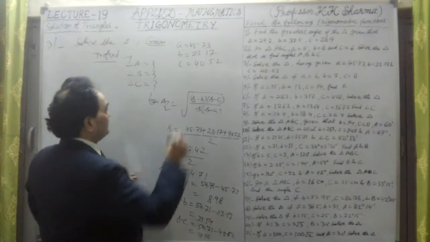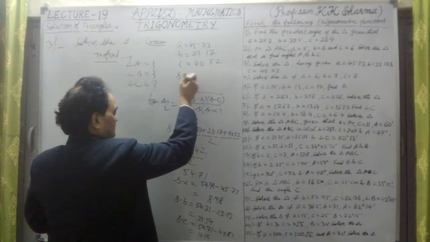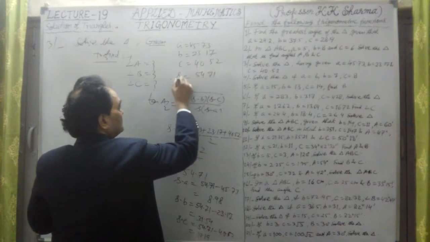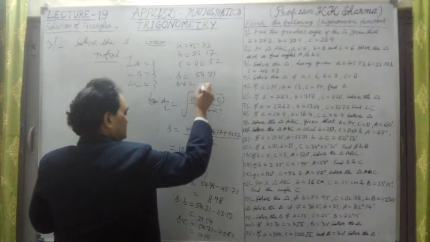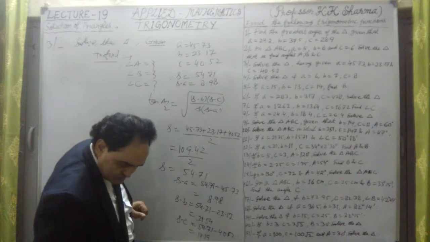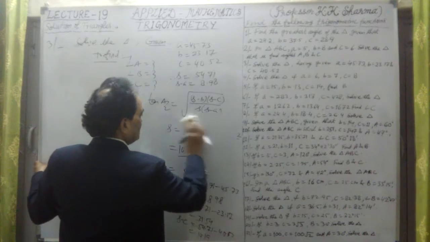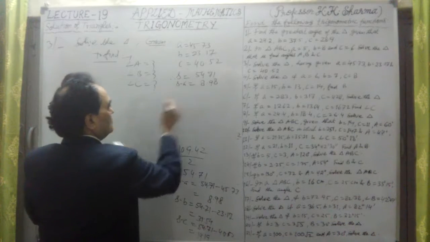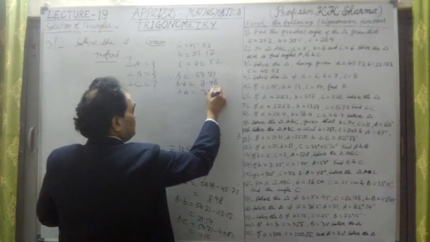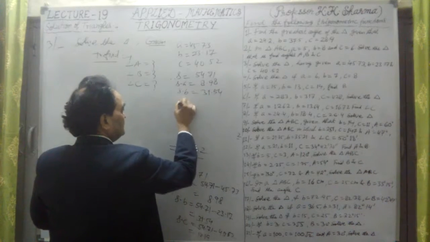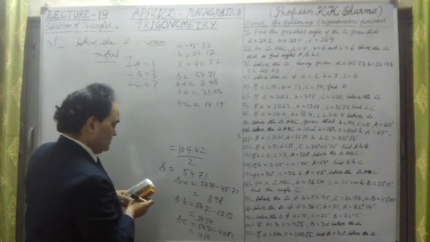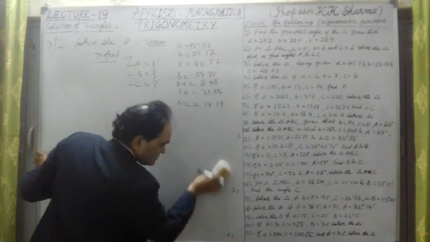So let me write these values here. Small s we have calculated. Therefore s is equal to 54.71. s minus a is 8.98. s minus b is equal to 31.54. s minus c is equal to 14.19. So these are the values of these differences.